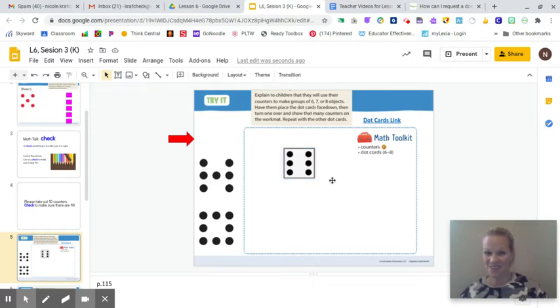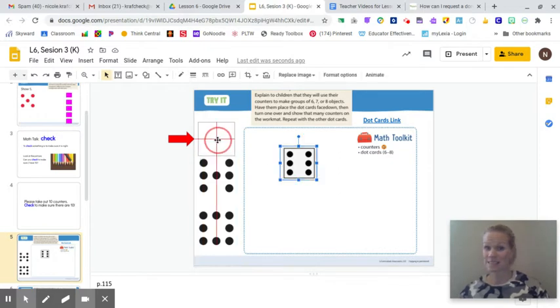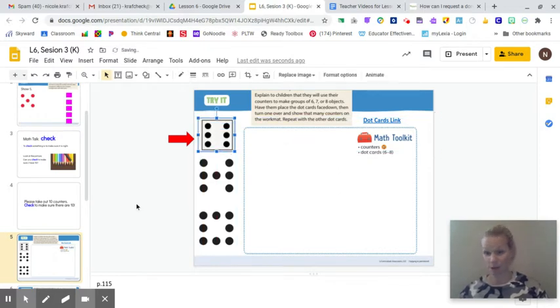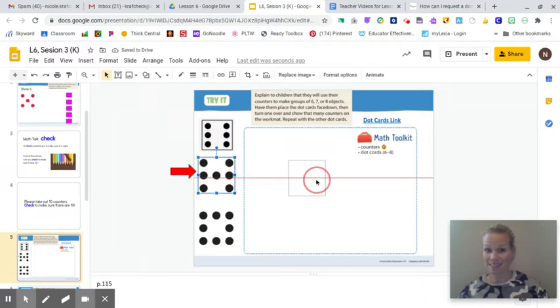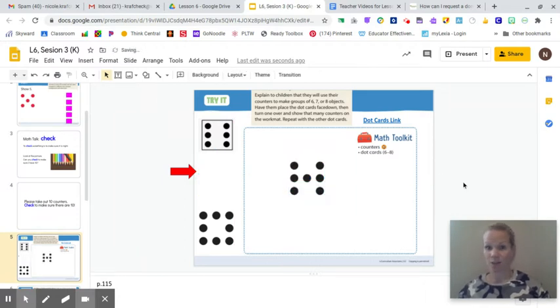Nice job, you guys. So maybe you put them in the same way that I did on this dot card right here. Okay, this is how we usually see the combination of 6, especially on a dice. All right, look at this one, friends. I'm gonna move my arrow down. I want you to show me this many counters on your work mat. How many counters are there?